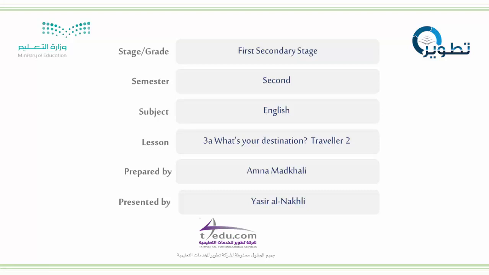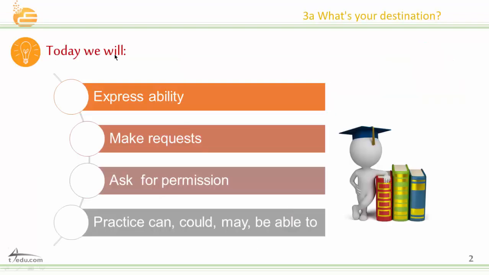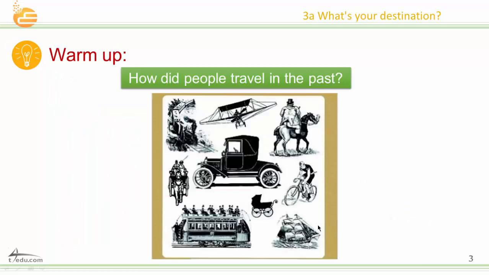Hello and welcome, my dear students, to our lesson of today, which is going to be about 3A. What's your destination from the book Traveler 2. This lesson is for the first secondary stage from the second semester, prepared by Amna Madkhali and presented by Yasser Al-Nakhli. In our lesson today, inshallah, we will express ability, we will make requests, we will ask for permission, and finally we will practice can, could, may, be able to.